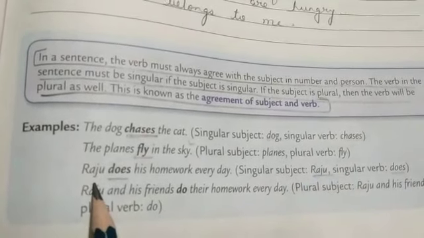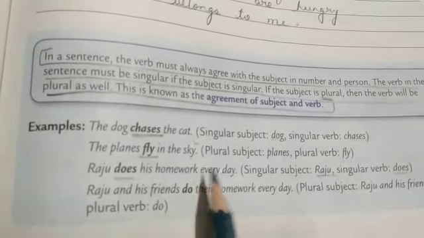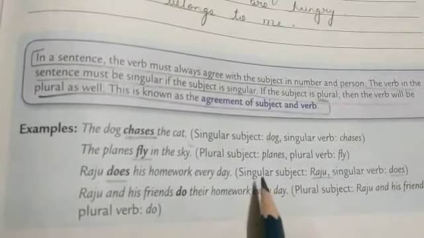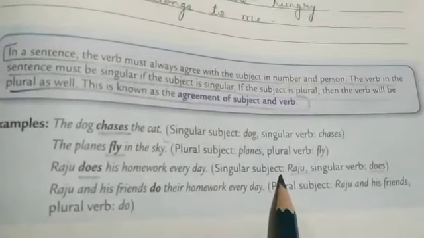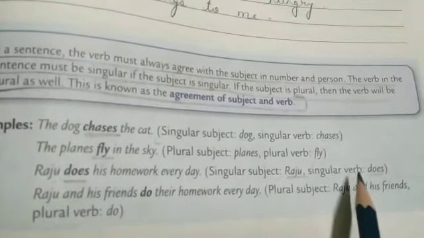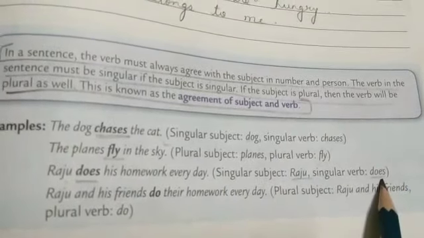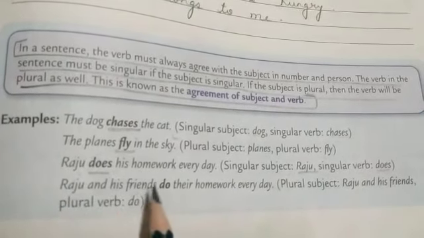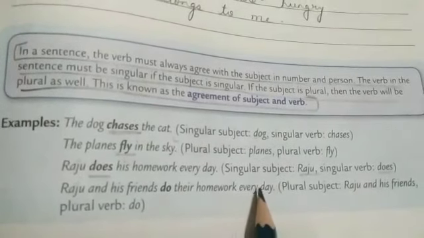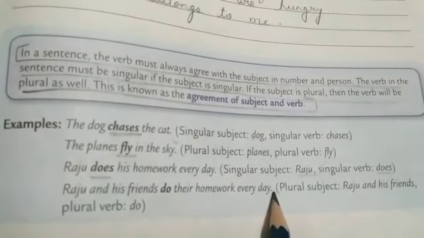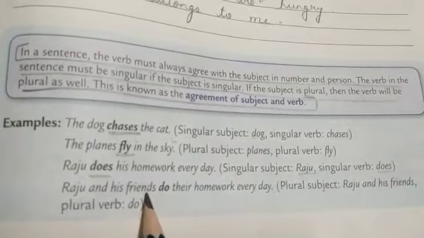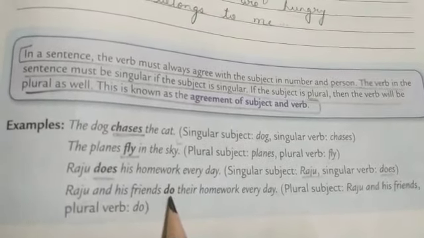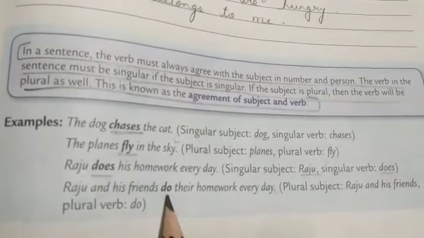Third example, Raju does his homework every day. Here, Raju is a singular subject, and so it will take the singular verb does. In the fourth example, Raju and his friends do their homework every day. Here, the subject is plural, and so it will take the plural form of the verb, that is do.